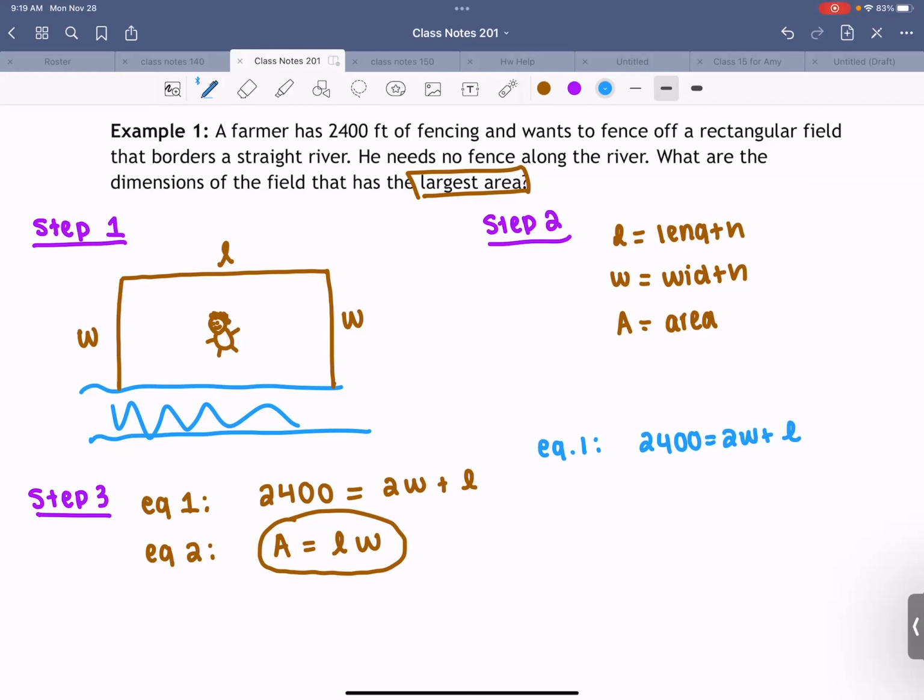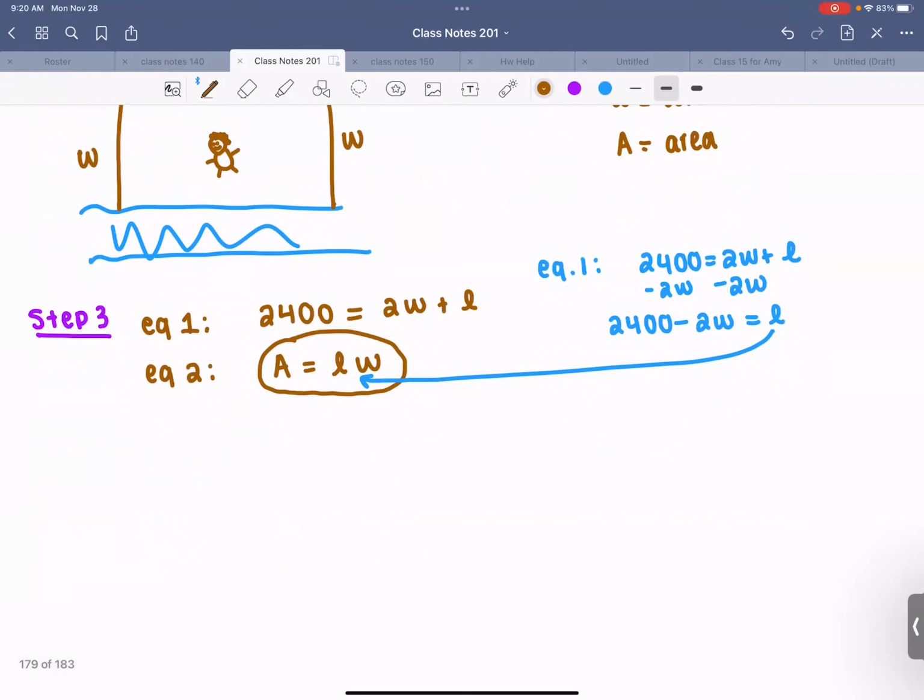Yeah, let's solve for L. I think L is a little bit easier. So we'll subtract 2W on both sides and we'll get 2400 minus 2W equals L. Okay, and then what we can do is substitute that into the area equation. So area becomes equal to 2400 minus 2W times W.